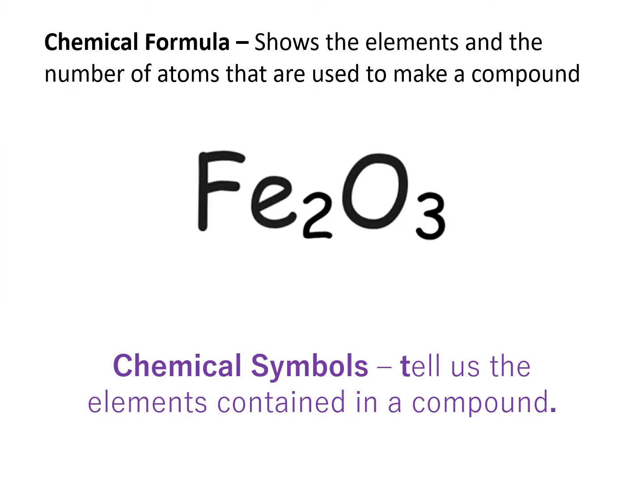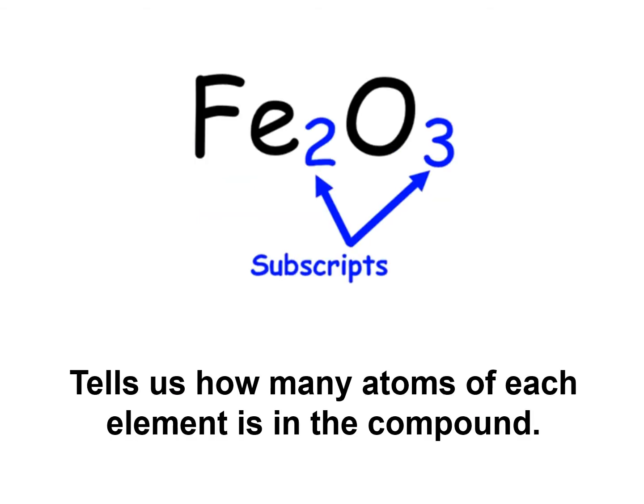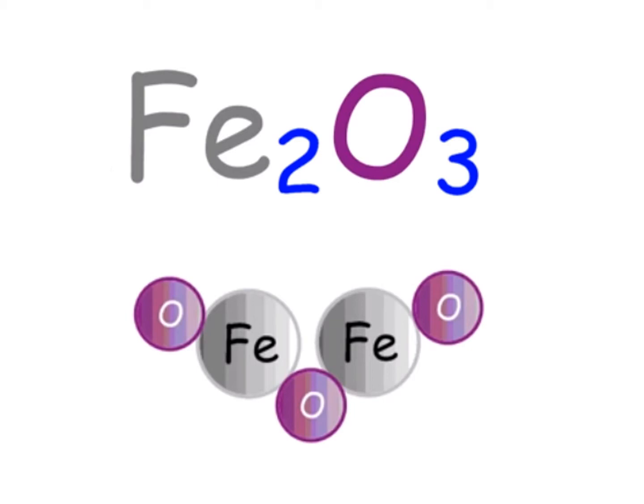A chemical formula shows the elements and the number of atoms that are used to make a compound. Chemical symbols tell us the elements that are contained in a compound. In this chemical formula, the numbers 2 and 3 are subscripts. They tell us how many atoms of each element are in the compound. Here you can see a representation of what this compound might look like. Notice there's 2 of the Fe's and 3 of the O's.